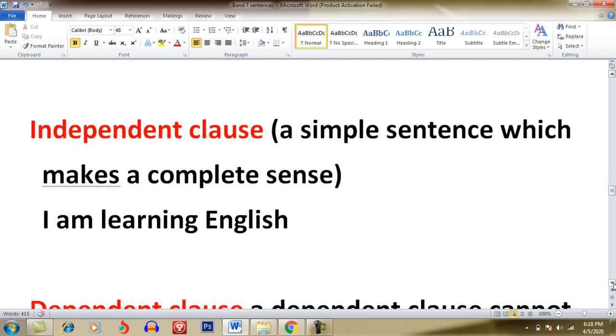First we'll discuss the independent clause. Now what is an independent clause? A simple sentence which makes complete sense. For example, I'm learning English. Now we can call it an independent clause and we can call it a simple sentence.